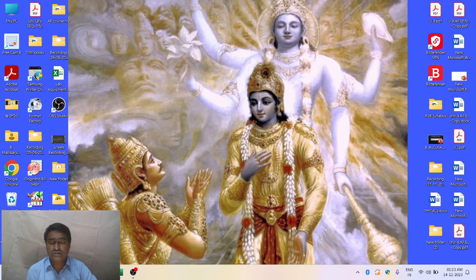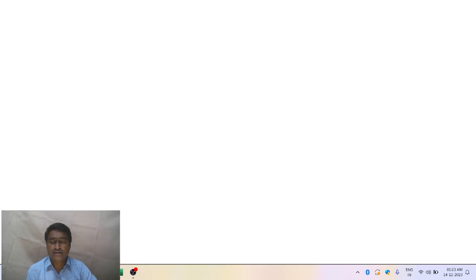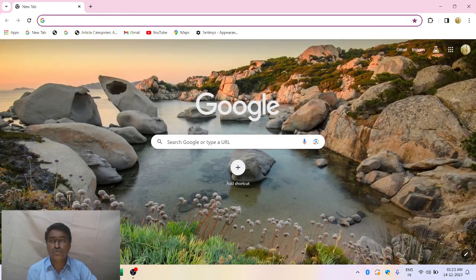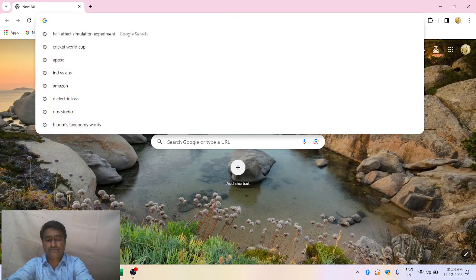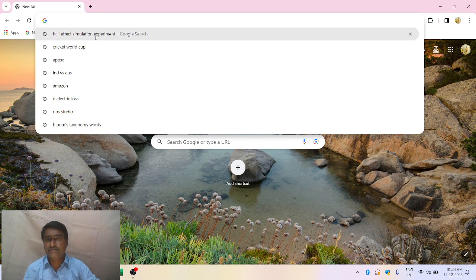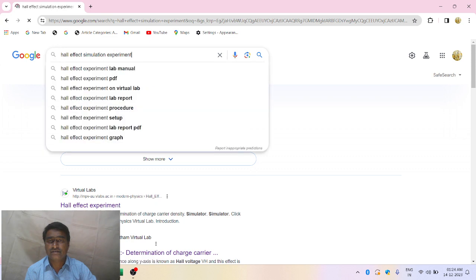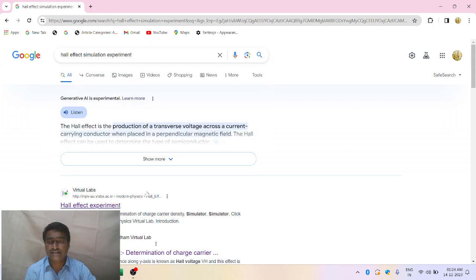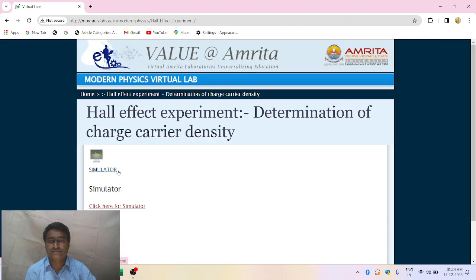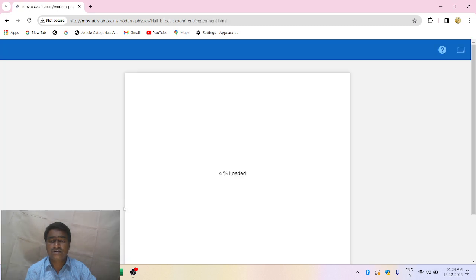We are going to do the experiment in a simulation way. First, go to the Google Chrome browser and type Hall effect simulation experiment. Okay, this is the Hall effect simulation experiment. There we get the Hall effect experiment, again given by virtual labs. Directly it will bring you to this site, and we have to click on simulate.